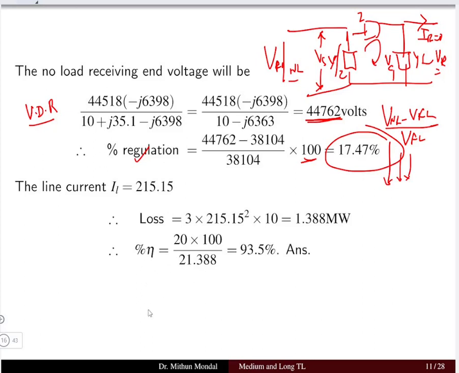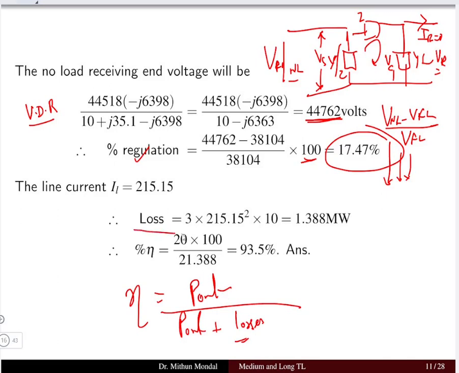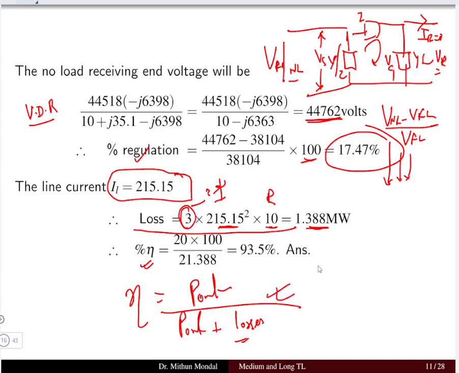Now we have to determine the efficiency. Power output is already given to us. We need to find the losses. The net losses in the line depend upon the line current, and the line current we know. So line current squared multiplied with the resistance R, multiplied with 3 because it is a 3-phase system. We get 1.388 megawatt as the net loss in the line, and then we can calculate the efficiency by the formula power output by power input. So we'll have 93.5% as the net efficiency of the line.